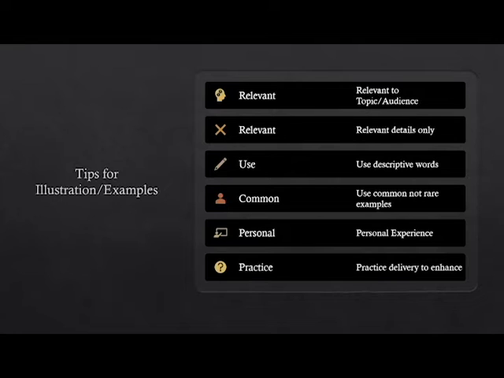Use common, not rare examples, unless you're really talking about something rare. When your example is there, people should feel like it's something that's real for it to support your speech. Personal experience is great. If you have personal stories that support your speech, include them. That's a great way to support your speech.